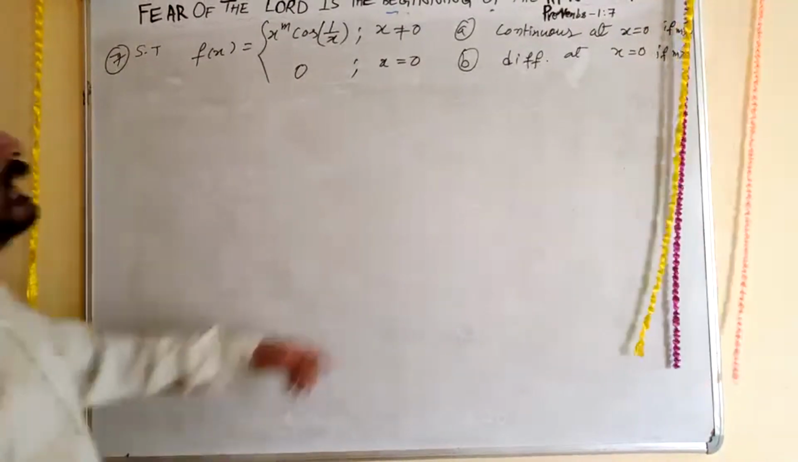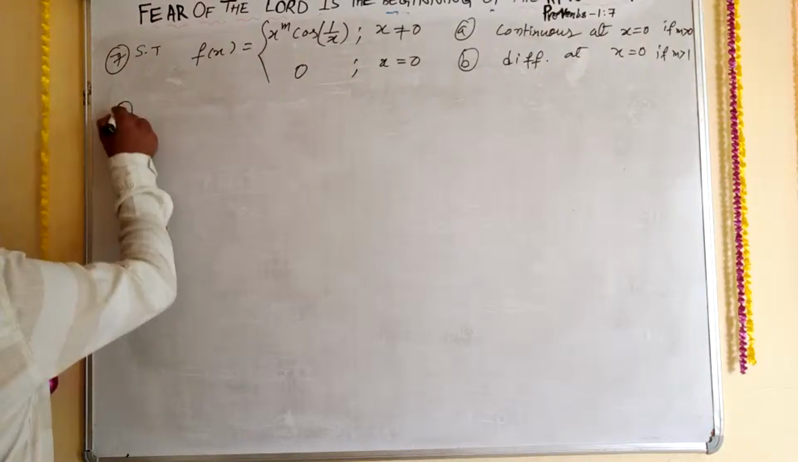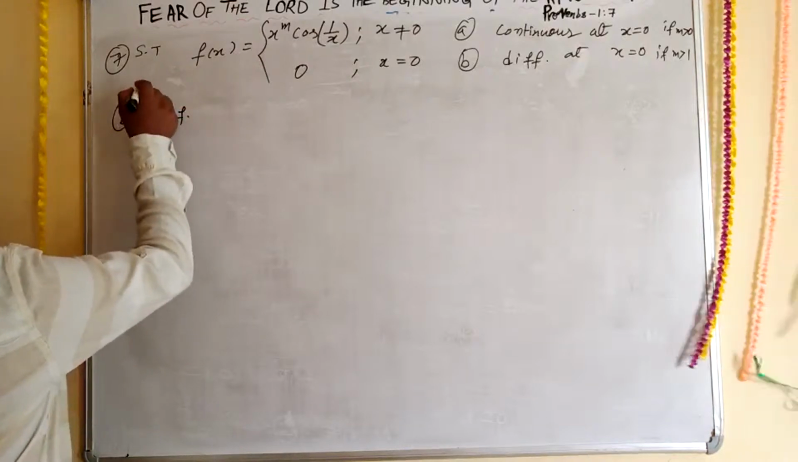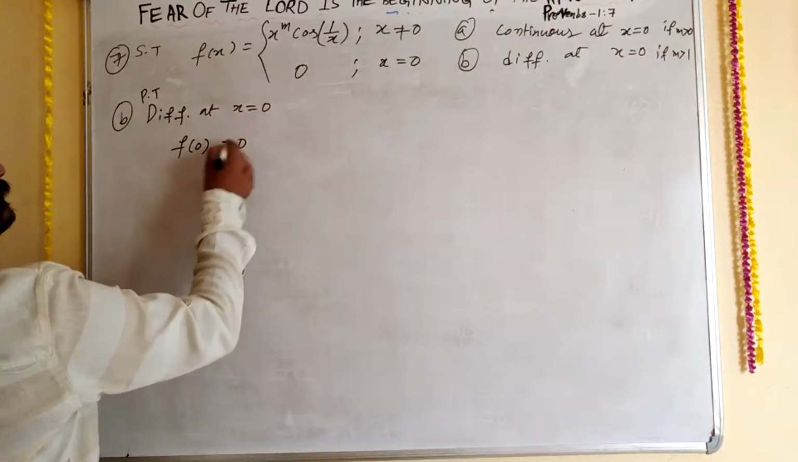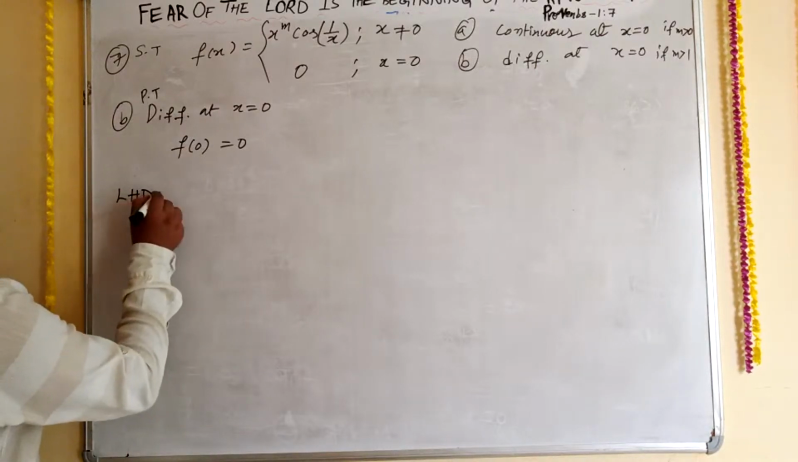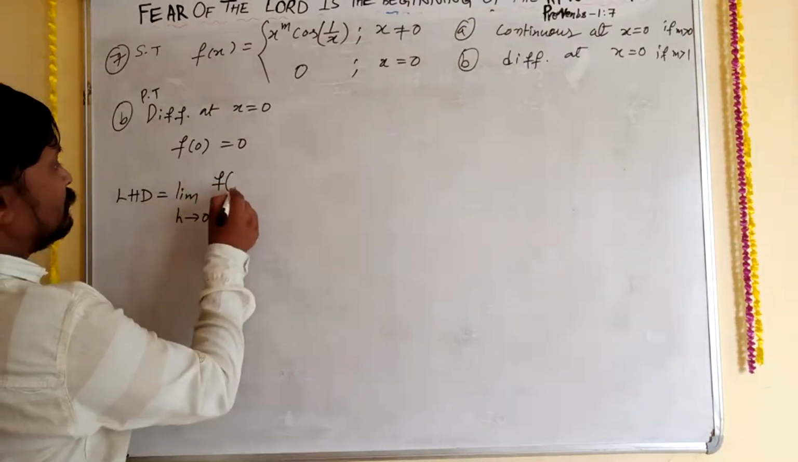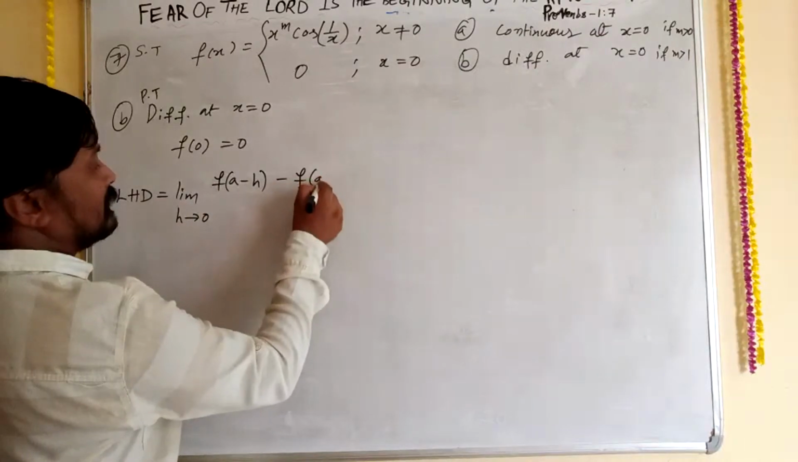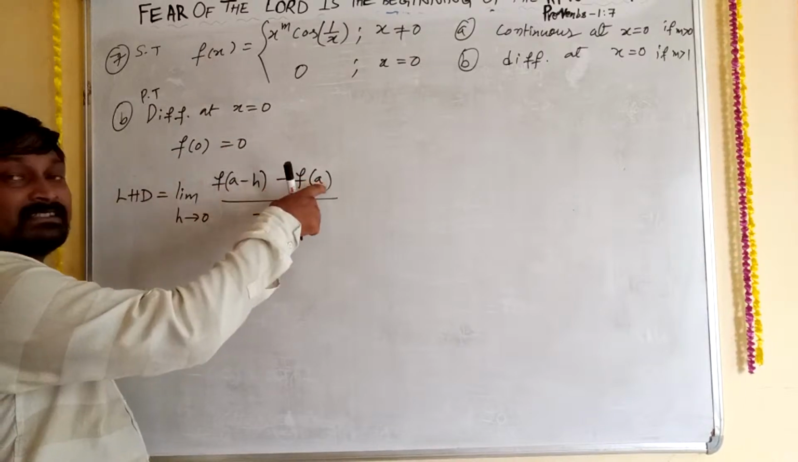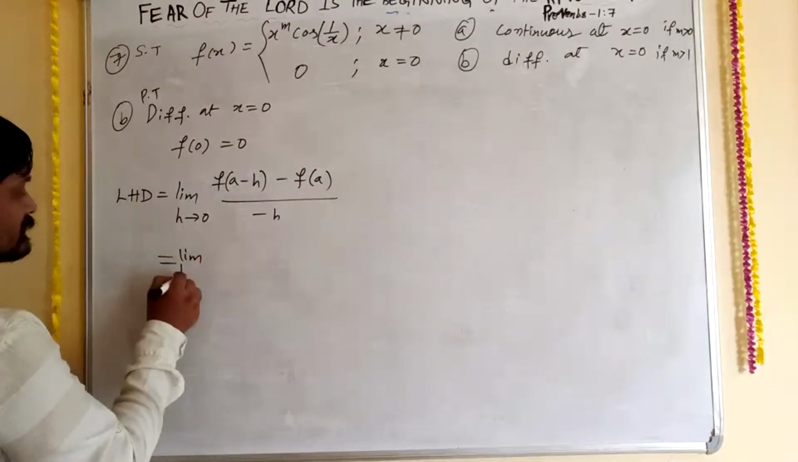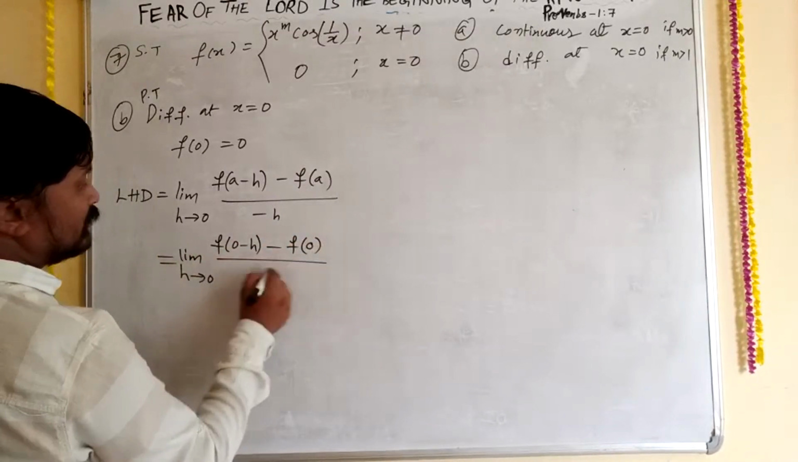Right. So now we need to check differentiable at x is equal to 0. So I need to prove that f is differentiable at x is equal to 0. First f of 0 is equal to 0. Next one, left hand derivative. What is the formula of left hand derivative? Limit h tends to 0 f of a minus h minus f of a upon minus h. But at x is equal to 0, wherever a is there, substitute 0. So now limit h tends to 0 f of 0 minus h minus f of 0 upon minus h.